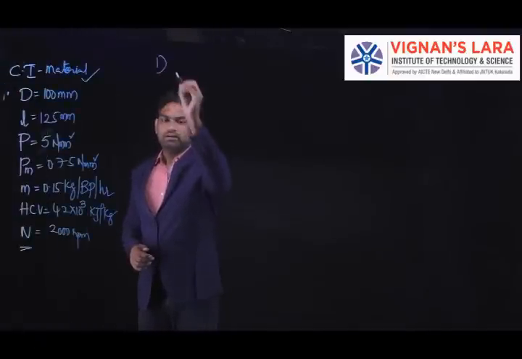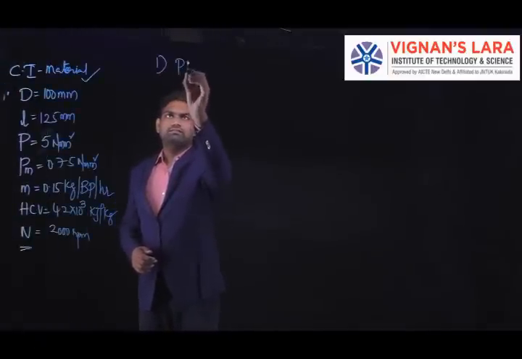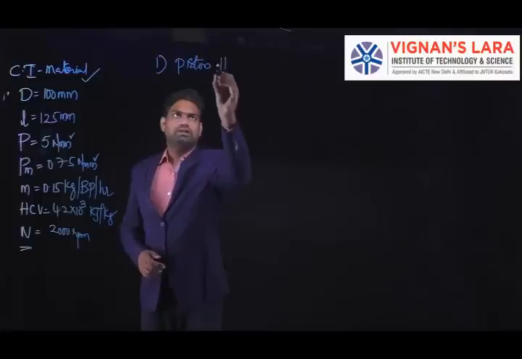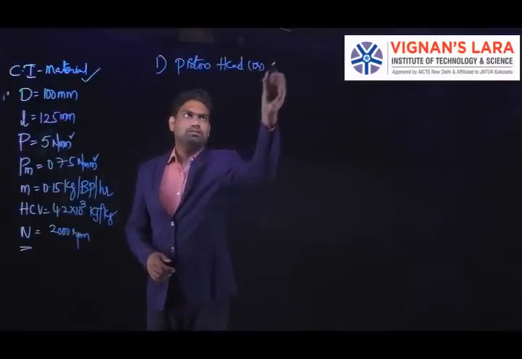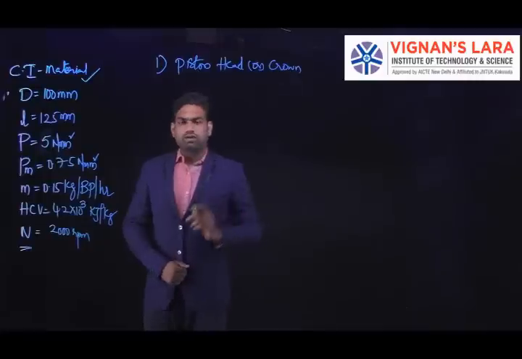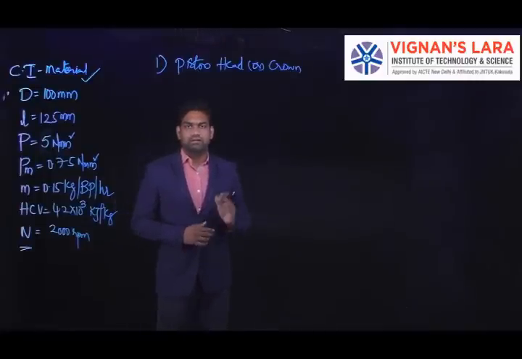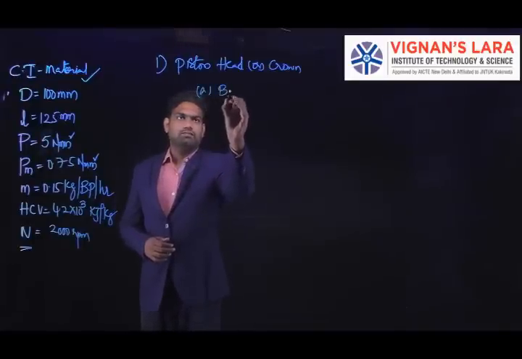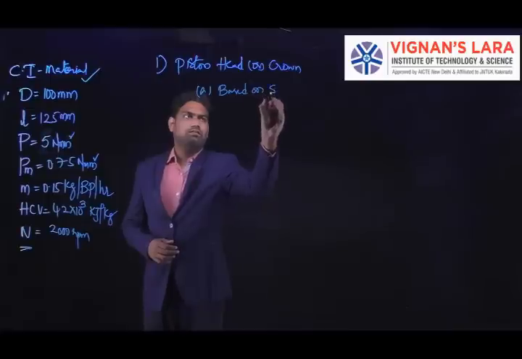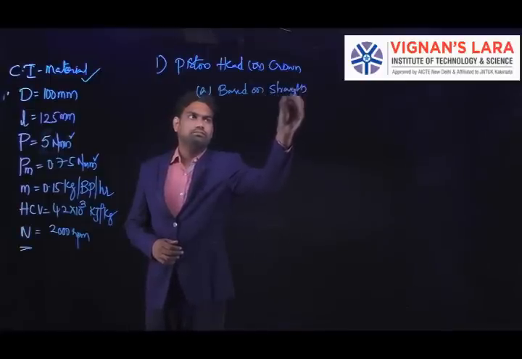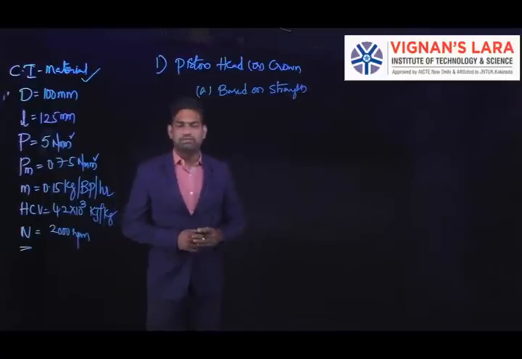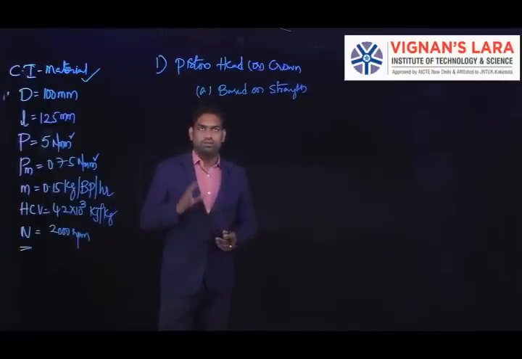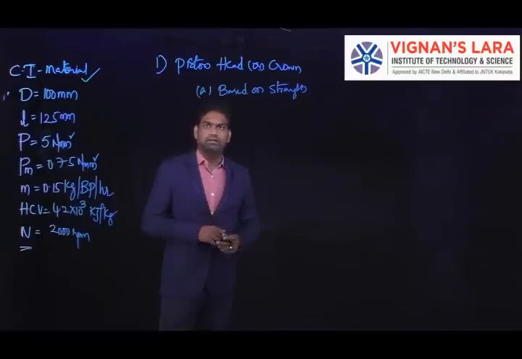The first step in design is to calculate the piston head or crown. The thickness of the piston head or crown is calculated based upon two considerations. The first one is based on strength, and then based on heat dissipation. Based on strength, the total gas load has to be withstood by the head thickness, so we need to provide a proper thickness to support the load.